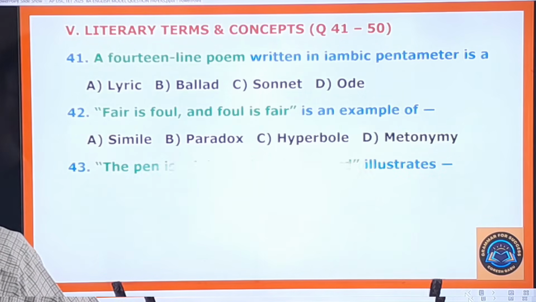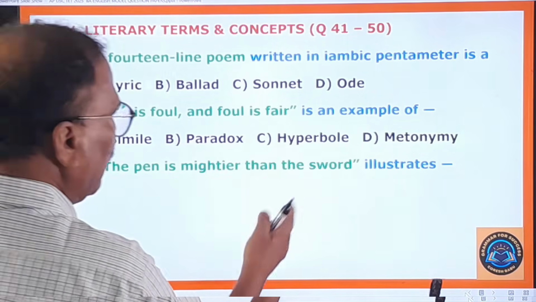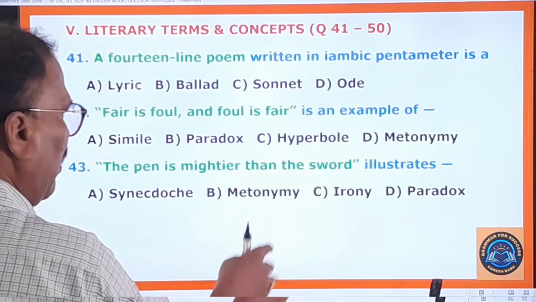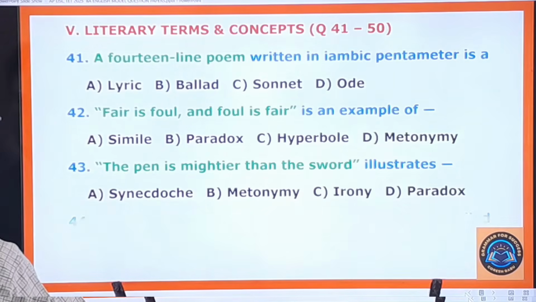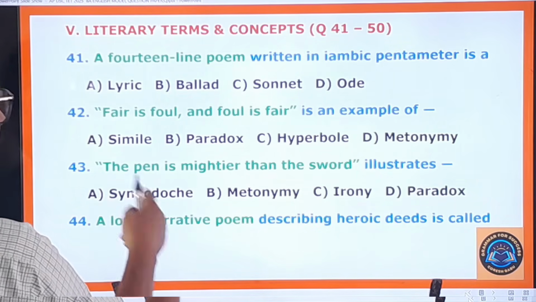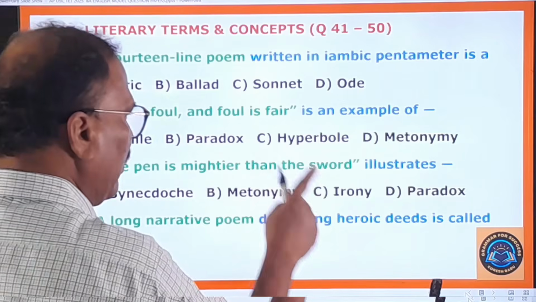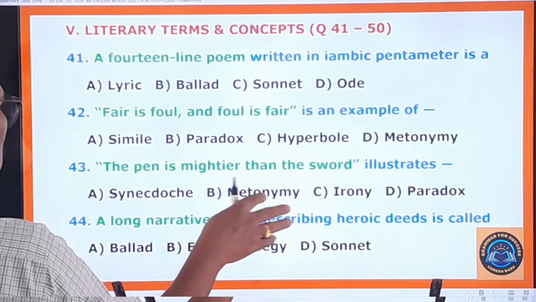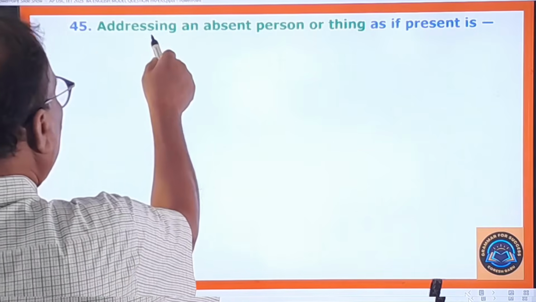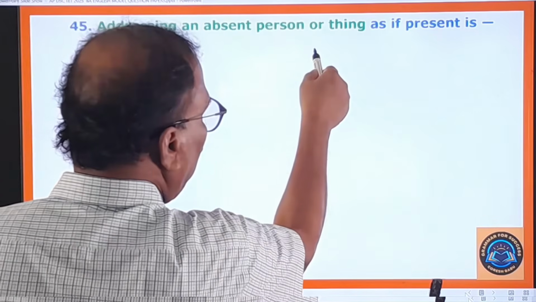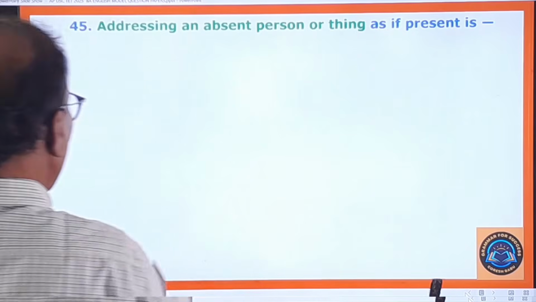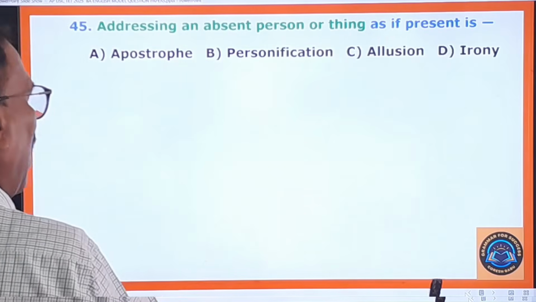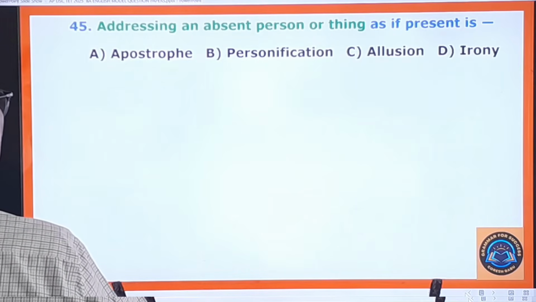And you go to the 43rd question. "The pen is mightier than the sword" illustrates what? Synecdoche, metonymy, irony, paradox. You go to the 44th question. A long narrative poem describing heroic deeds is called what? Ballad, epic, elegy, sonnet. 45th question. Addressing an absent person or thing as if present, what is that called? Apostrophe, personification, allusion, irony.